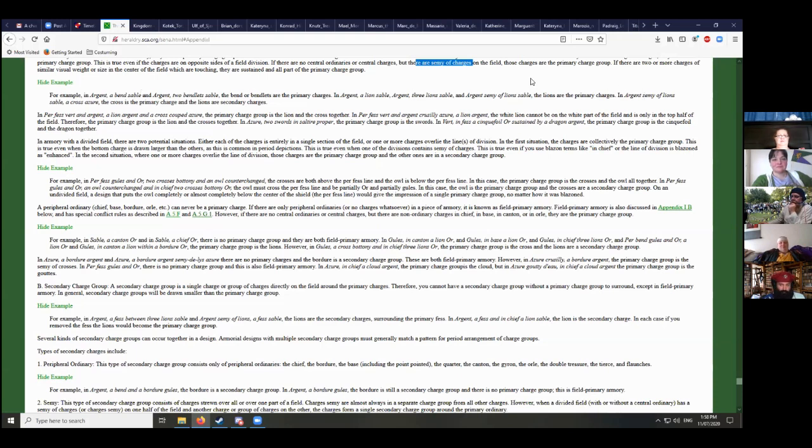One reason why we call it the primary charge is because you mention it first in the blazon. So if you see a blazon and you read through it, they define the field. They define any stuff that's special done to the field, like any divisions or any semis on the field. And then they describe the primary charge group, prime first. Everyone cool with this?